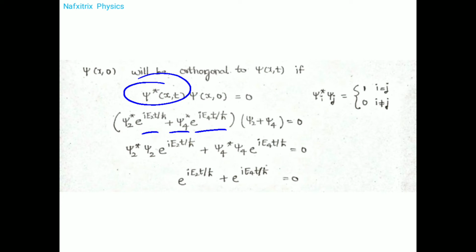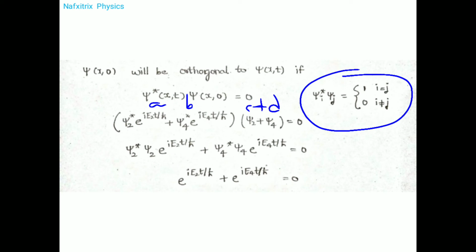So next, now we need to simplify this. It is of the form (a + b)(c + d). In this process we would get four terms: ac + ad + bc + bd. But it would be reduced to two terms only, based on this condition: ξi* ξj.